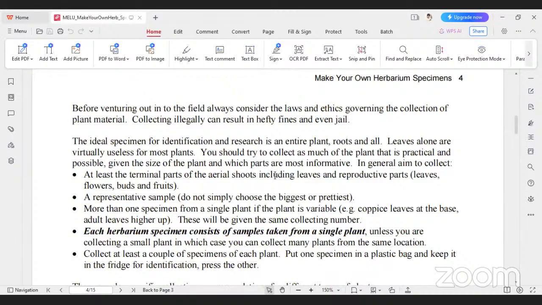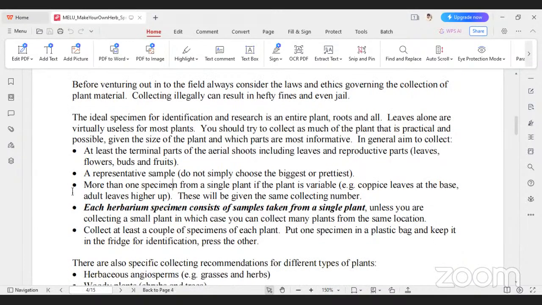In general, aim to collect, first of all, at least the terminal parts of the aerial shoot, including leaves and reproductive parts. Collect a representative sample. Do not simply choose the biggest or prettiest only, or only a simple small twig. You will have to collect more than one specimen from a single plant if the plant is variable.